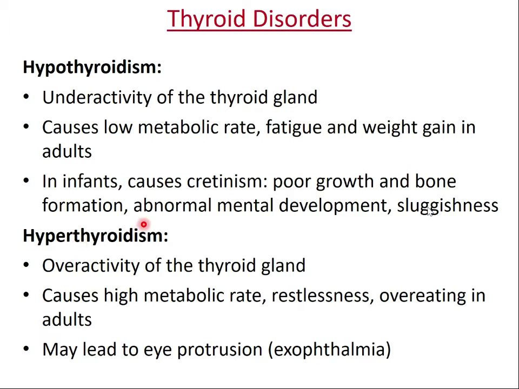Hyper, if you have too much thyroid hormone, that is caused due to the overactivity of the thyroid gland. This can cause high metabolic rate, restlessness, and even lead to overeating in adults. And it also causes this characteristic feature where the eyes tend to protrude. It's called exophthalmia.